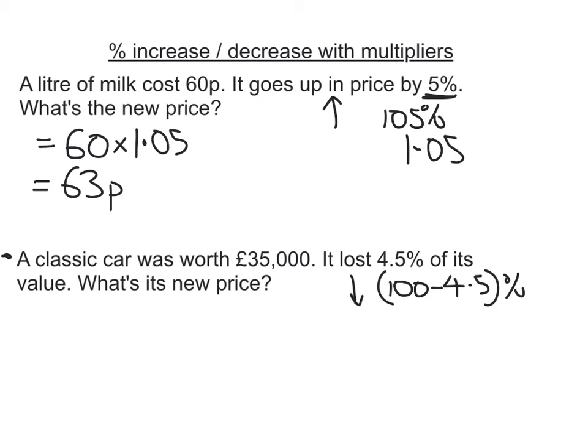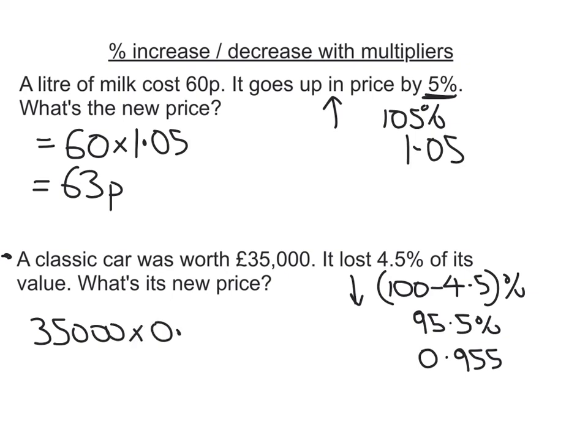And that would leave us with 95.5%. And we need to have that as a decimal, so 0.955. So to work out what the classic car is now worth, we do 35,000 multiplied by our multiplier, which is 0.955. Putting that into our calculator, we get 33,425.